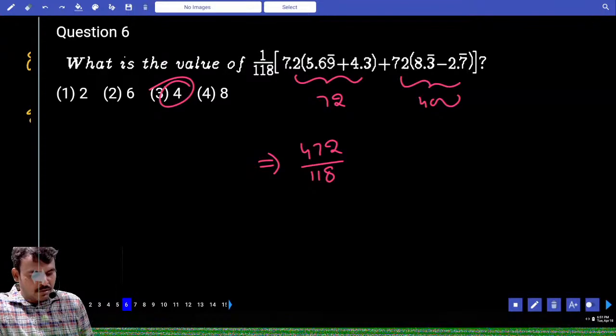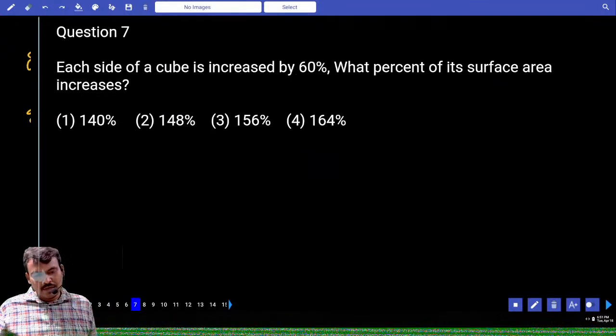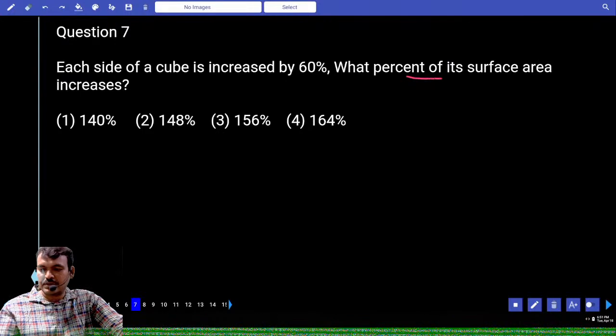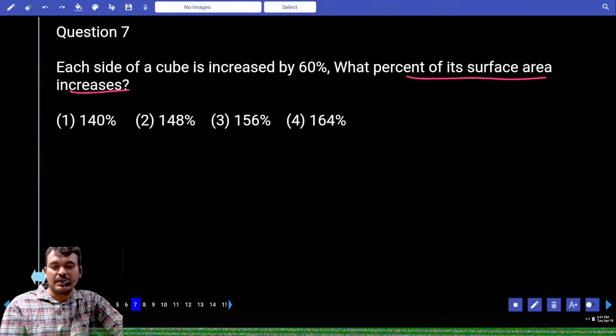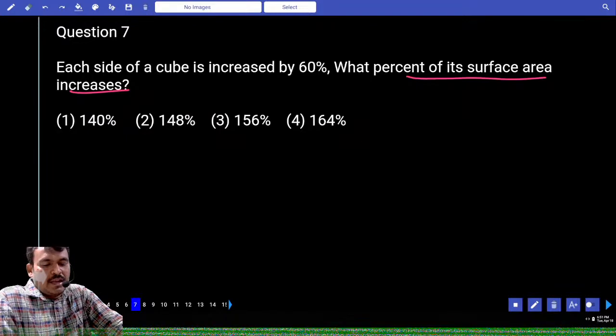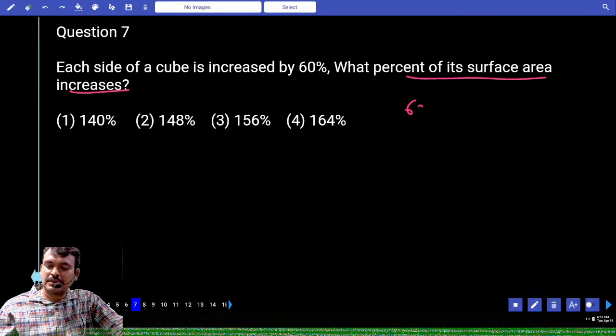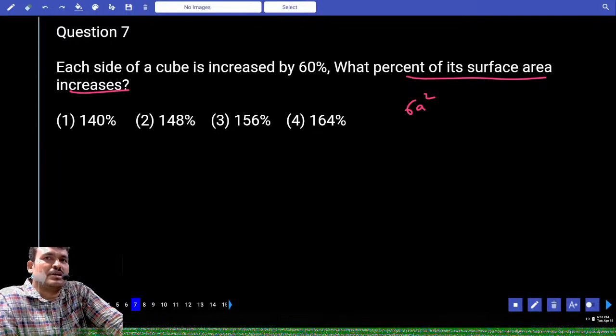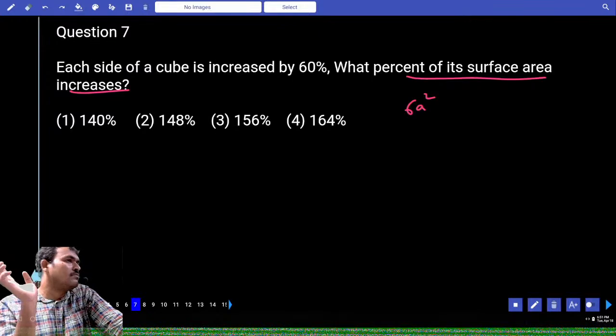Next, question number 7. Each side of a cube is increased by 60%. What percent of its surface area increased? Surface area of a cube, what is the formula? 6a square. 6 will be constant. A square means side into side. How many measurements? 2 measurements.